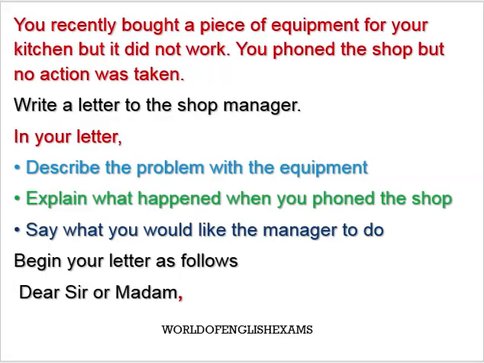Okay, so this is the question prompt I have picked up to teach you the formal letter writing. Let's read the question. You recently bought a piece of equipment for your kitchen, but it did not work. So it is a faulty one. You bought an equipment, your appliance, but it did not function properly. It was dysfunctioning or malfunctioning. Then you phoned the shop, but no action was taken. So you reported the incident, but no subsequent action was taken against it. Then write a letter to the shop manager. Obviously, when you're writing to a shop manager, you wouldn't be aware of who the store manager is. Hence, the letter has to be in a formal style. And this is an example of a complaint letter.